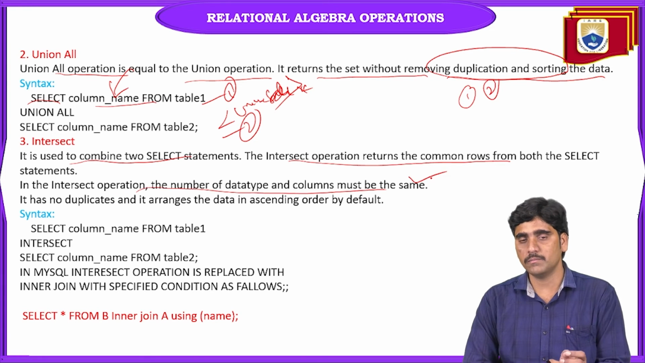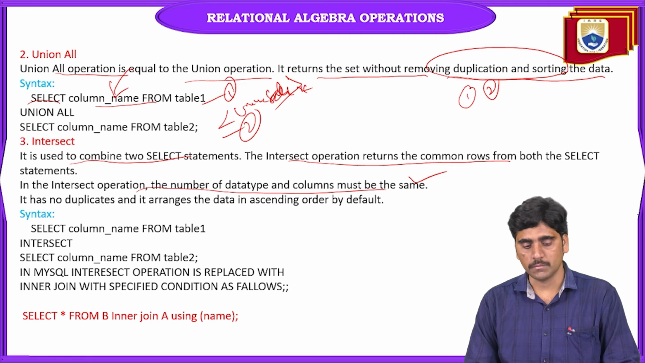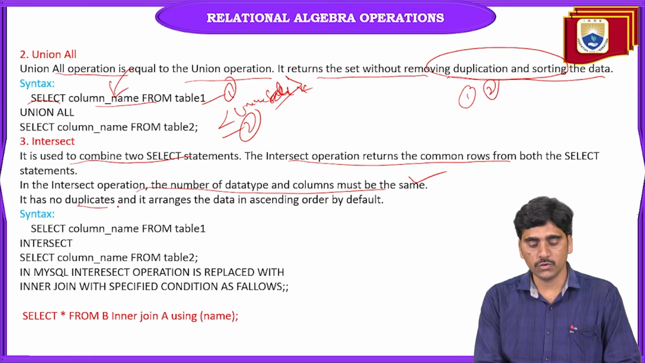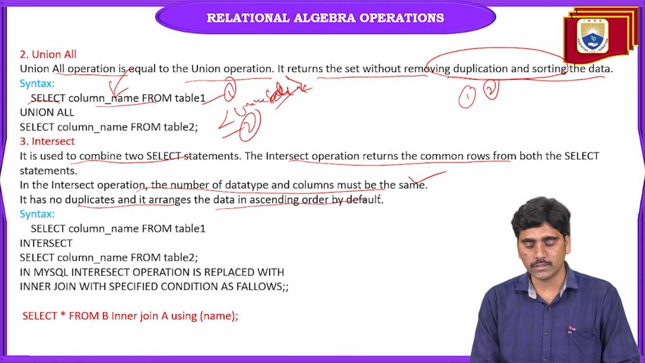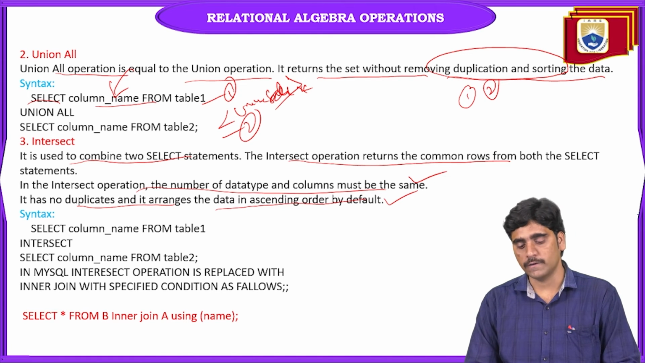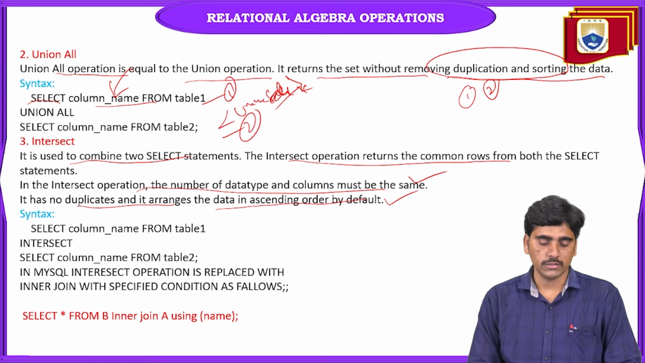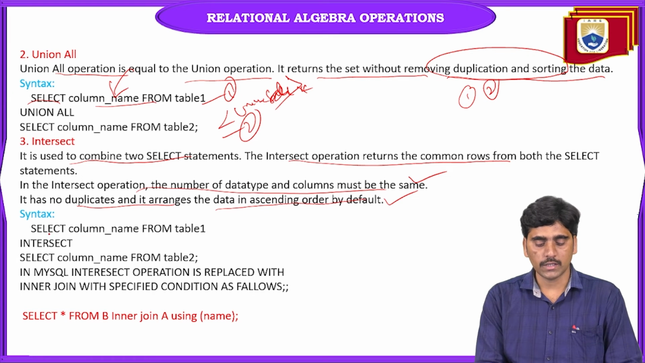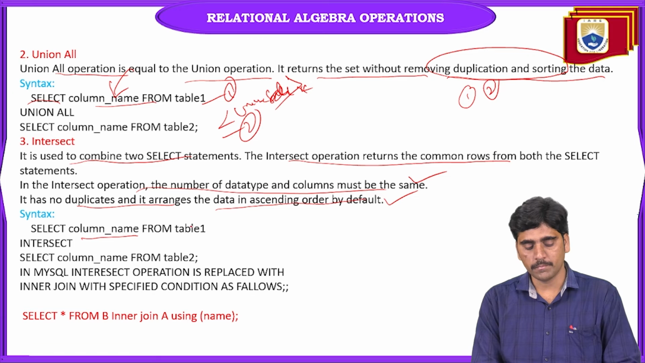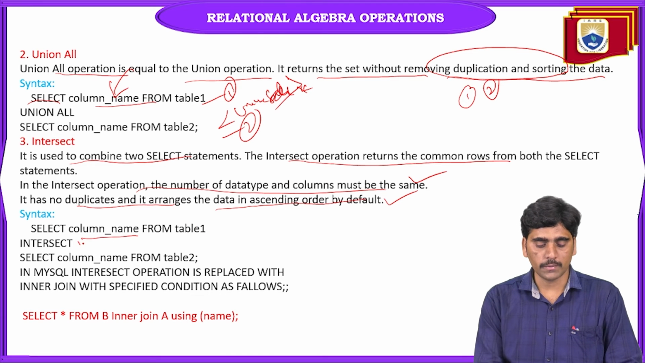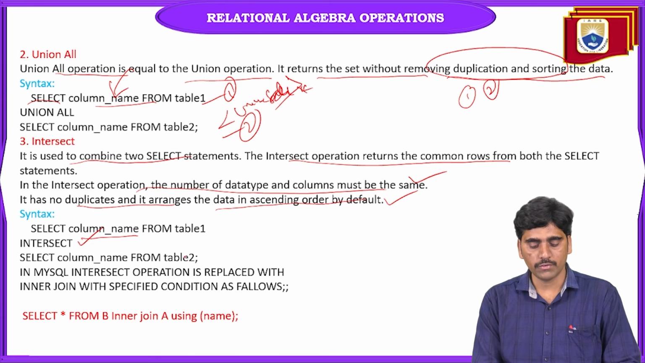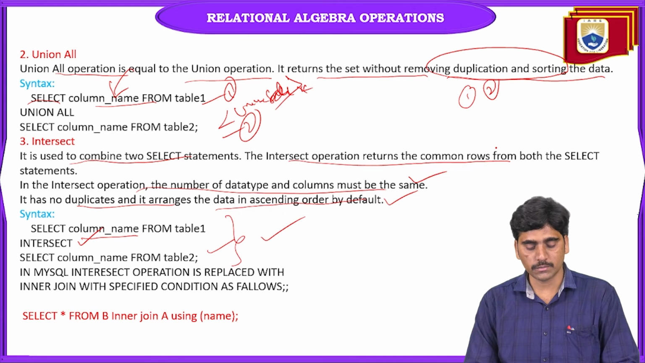The column names and data types must be the same. And if it has no duplicates, then it arranges the data in ascending order by default. So the syntax is, see here: select column name from table 1, intersect operator, select column name from table 2. So this is the way you can write it from the intersect point of view.